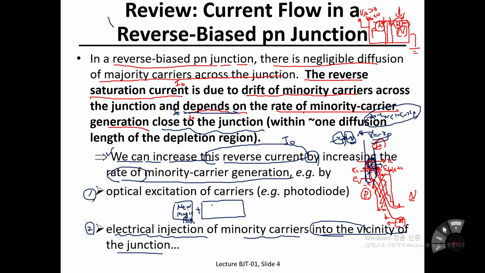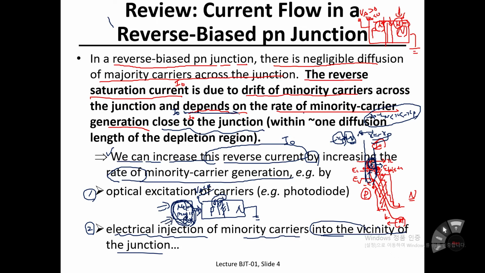right onto the P side region, under reverse bias, that is definitely reverse bias. If I put a new magic box into the P side, the role of this new magic box is to inject the minority carriers, the electrons, into the depletion region. So if I can increase this injection rate of electrons in the p-type region with the help of the new magic box, then that would be very good news.